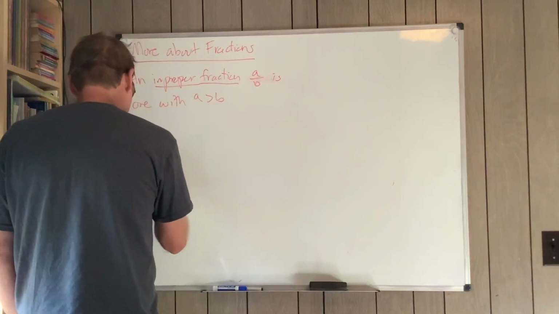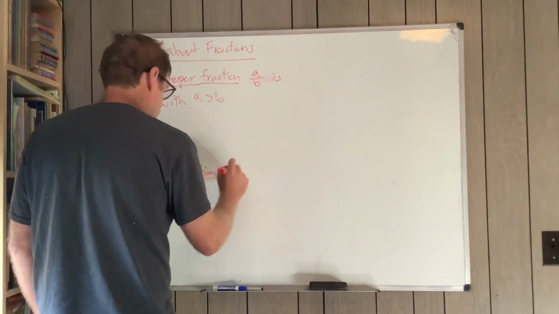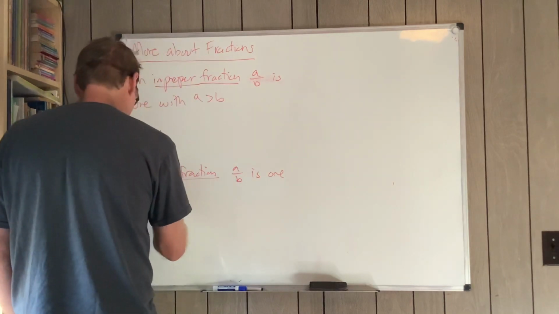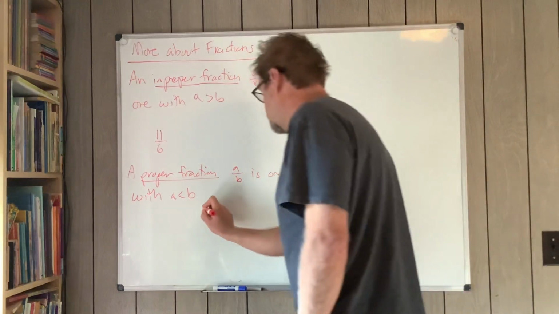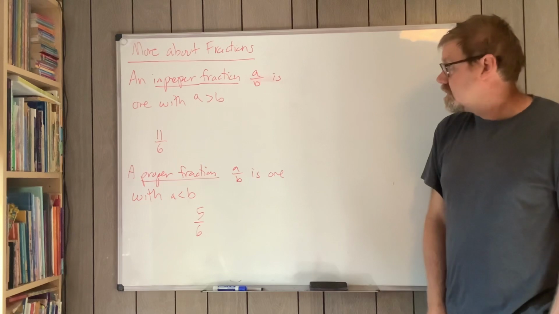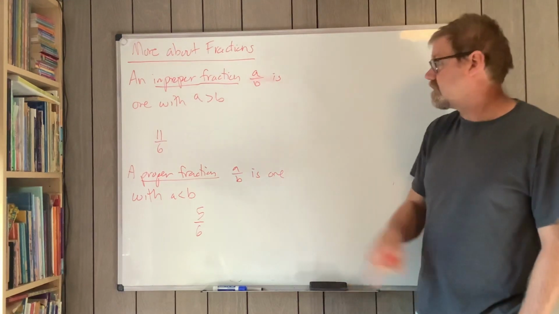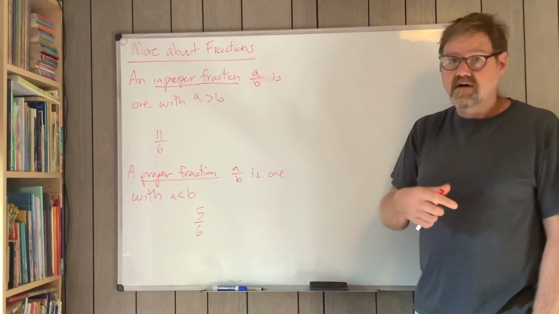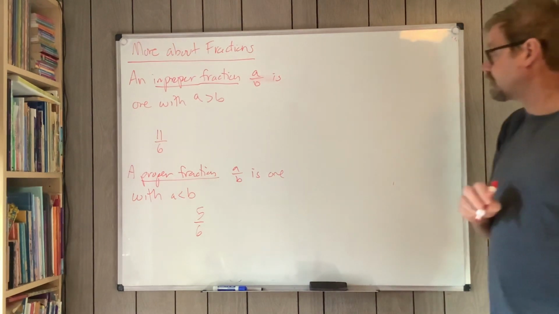So a proper fraction a over b is one with a less than b. So maybe say 5/6. All right. And you may ask, what about if a equals b? Well, if a equals b, that would be like 2 over 2 or 7 over 7. That's just equivalent form to 1, right? So we don't do that as an example.